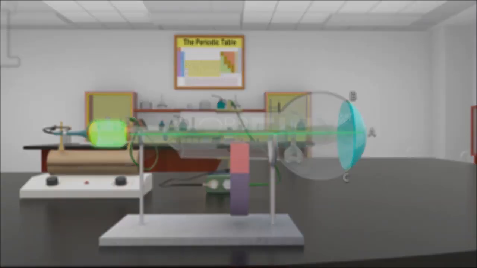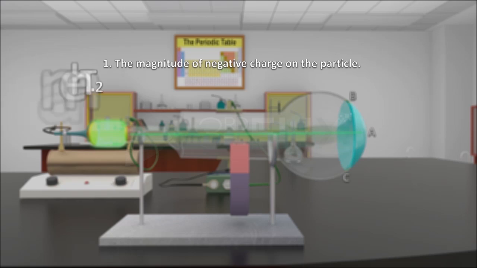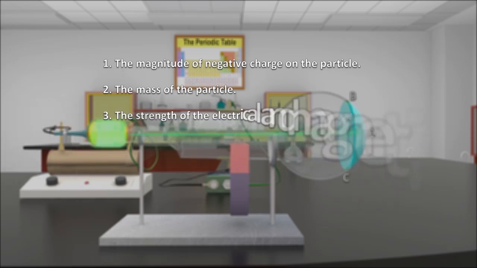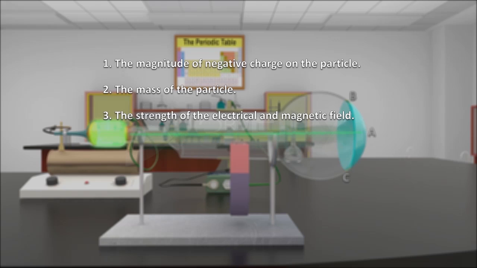1. The magnitude of negative charge on the particle. The greater the negative charge, the greater was the deflection. 2. The mass of the particle. The lighter the particle, the greater was the deflection. 3. The strength of the electrical and magnetic field. The stronger the field, the higher was the deflection.